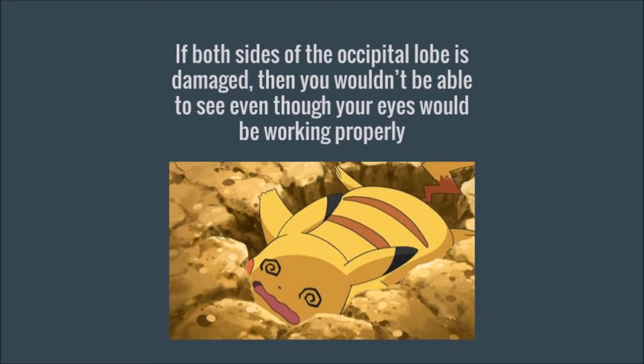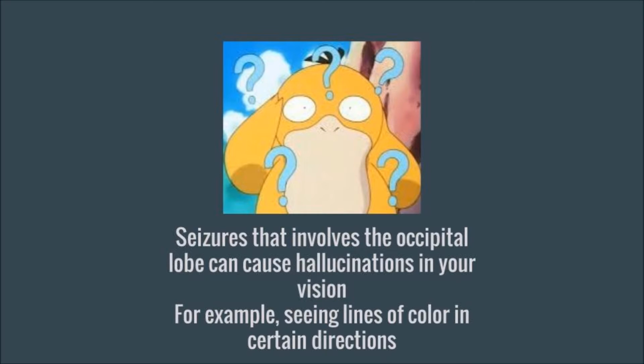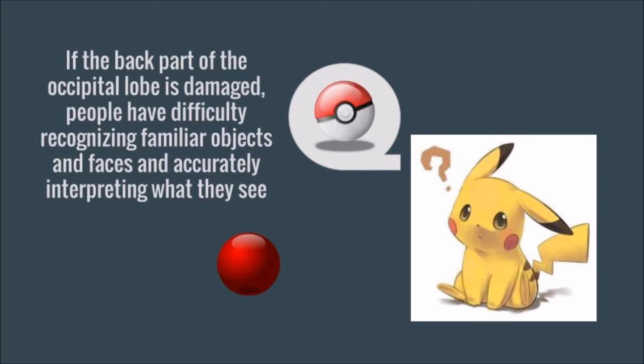If both sides of the occipital lobe are damaged, then you wouldn't be able to see, even though your eyes would be working properly. Seizures that involve the occipital lobe can cause hallucinations in your vision, for example, seeing lines of color in certain directions. If the back part of the occipital lobe is damaged, people have difficulty recognizing familiar objects and faces and accurately interpreting what they see.